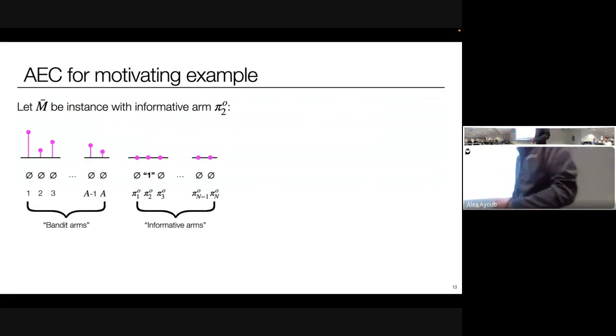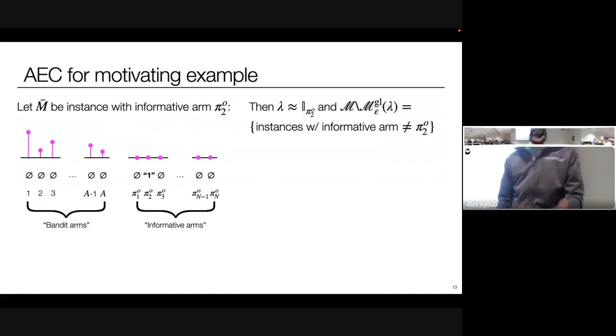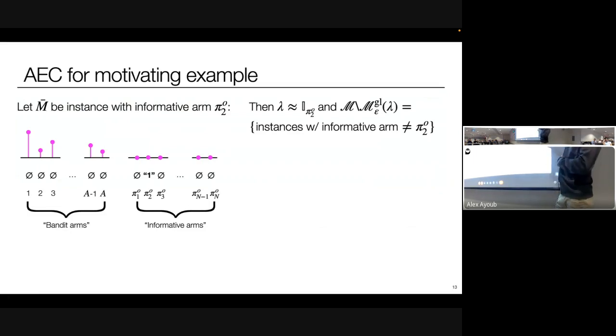So again, let's say we're in this case where the informative arm is arm 2. Now in this case, the Graves and Lai allocation, as I described, would just put all the mass on arm 2. Okay, so in that case, when we think about this AEC, lambda will just put all the mass on arm 2, which implies that this set M\MGL lambda will be instances that have informative arm that is not 2, right? If an instance has informative arm 2, then lambda will be a Graves and Lai allocation for that. So this will simply correspond to all instances with different informative arm.